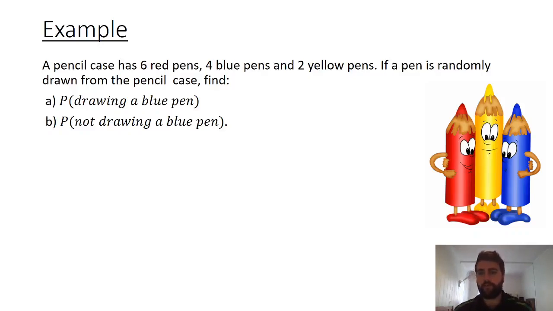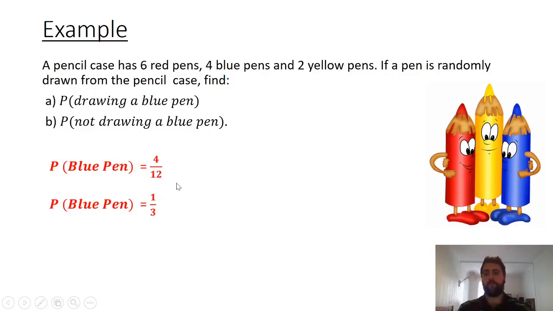Well guys, we can do this using our knowledge of complementary events. The first part, we don't need that though. There's 4 blue pens in the pencil case. The total number of pens is 4 plus 2 is 6 plus 6 is 12. So we're going to get the probability of 4 over 12. And that's going to simplify down to a third.